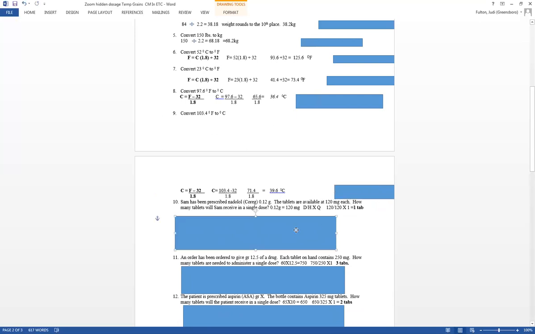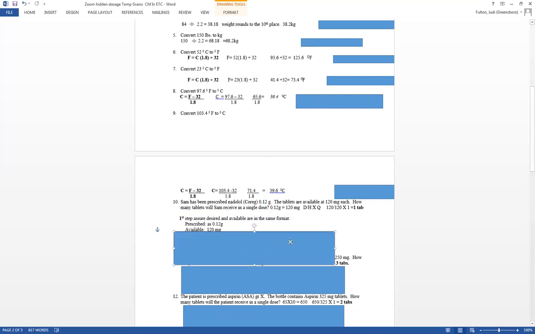So you had the rule. First, we need to, there again, assure the desired and available are in the same format. So prescribed is 0.12 grams. Our available is 120 milligrams. So we need to convert prescribed grams to milligrams, so you are working with the same format. So we're going to use the King Henry Died by Drinking Chocolate Milk format. Remember, your B is your base. That's your liters, meters, or grams. So for this, we're working with grams.